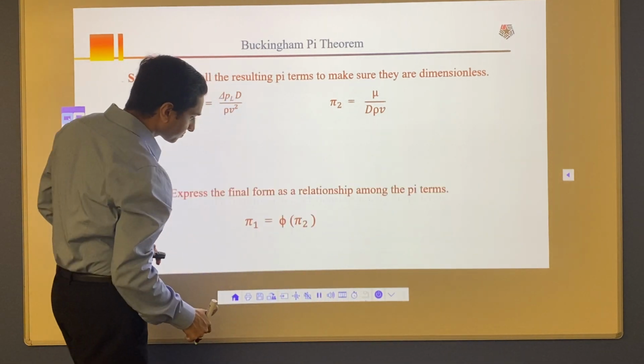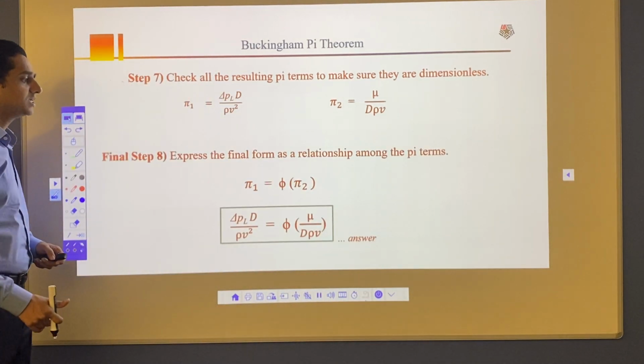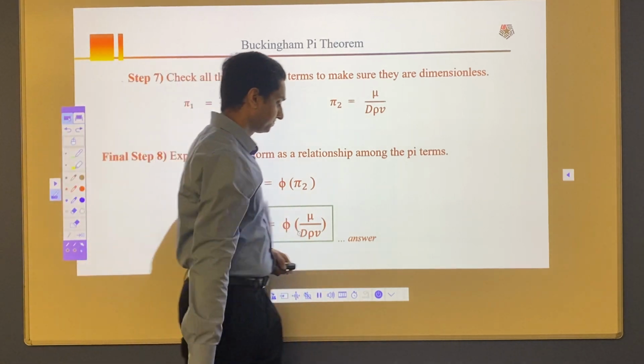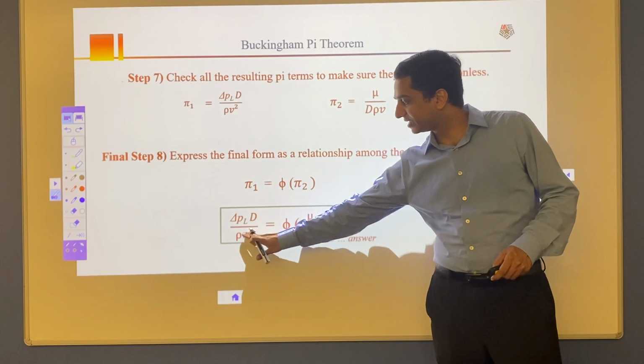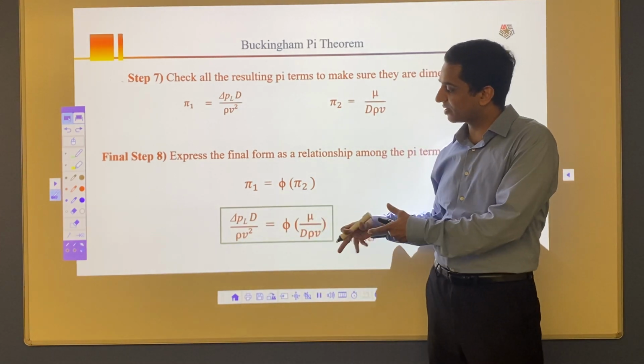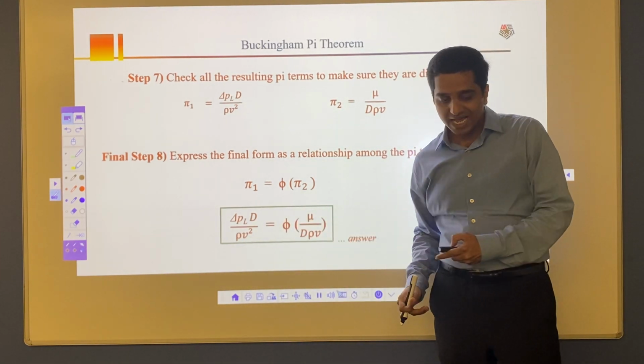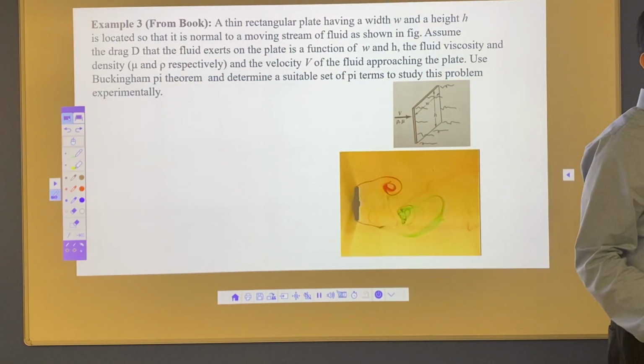Once you are done, write it down in this form, and that's pretty much your answer. That's it. That's what you have to do. That's what you are looking for: a dimensionless parameter, the combination of variables which is dimensionless. Now, let's do one more problem.